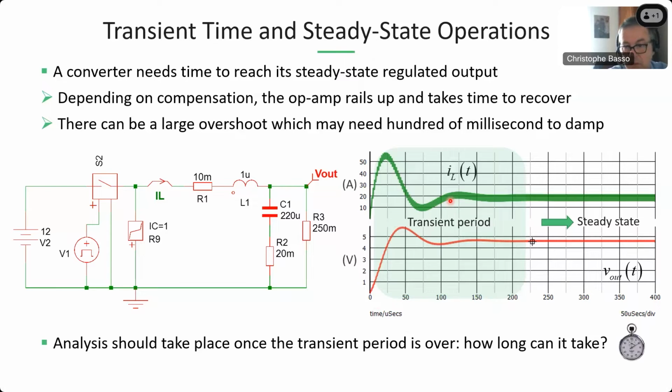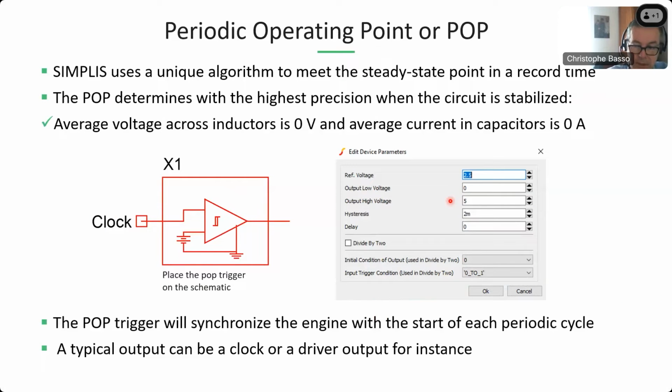And small signal analysis must take place when all state variables have reached their final values and the output is stable. So very often the transient startup period may hamper the total simulation time. Simplis uses a specific algorithm to precisely determine when the startup period is over and steady state operation is met with all state variables fully stabilized. So you're just going to ignore the long and, let's say, difficult to deal with startup sequence.